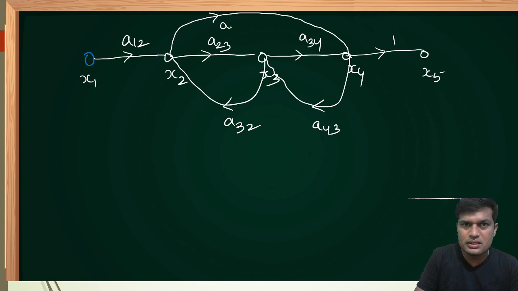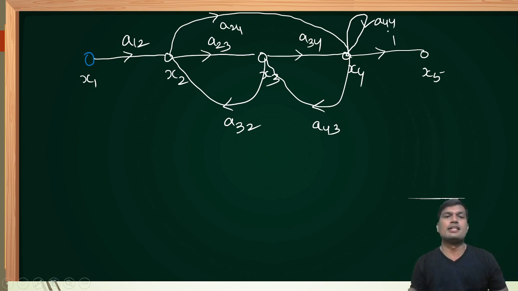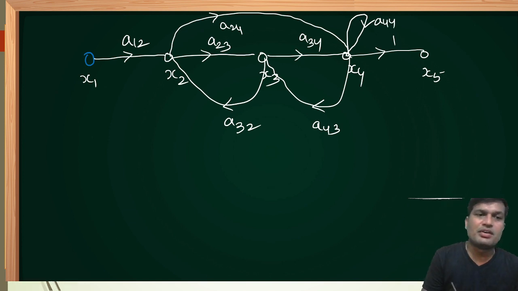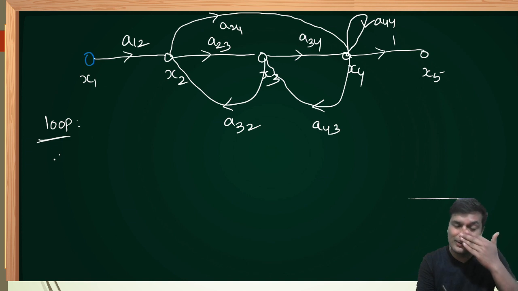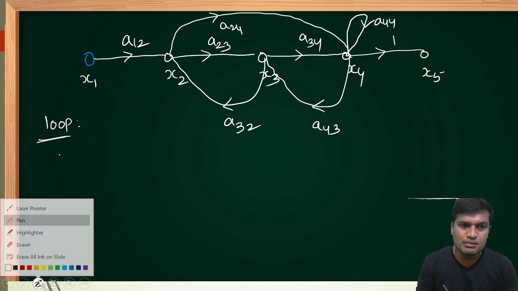This is A24 and this is A44. Okay, this is the signal flow graph. So far we discussed forward paths. Now I have come to loops, or individual loops. A path which starts and ends at the same node, along which no node is repeated more than once, is simply called a loop.